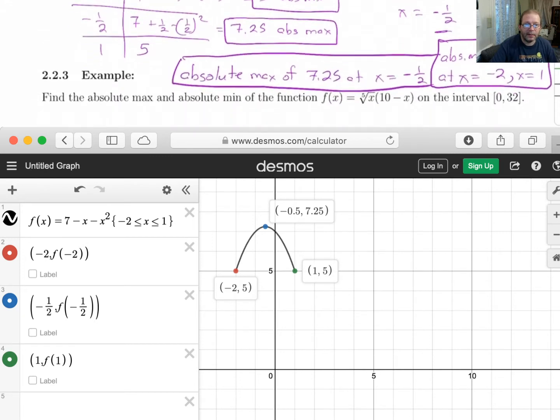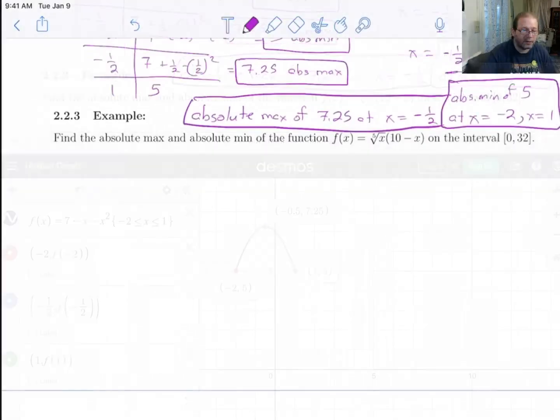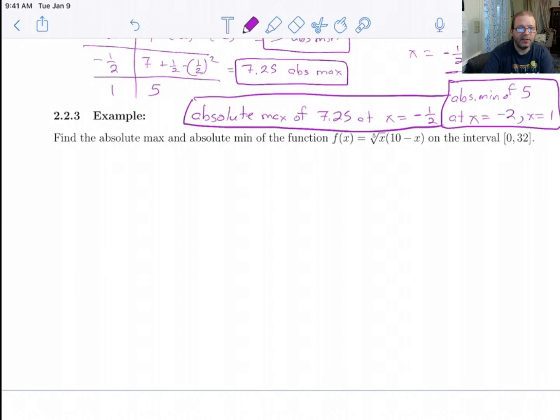All right, let's do this next one. Find the absolute min and max of this function on the interval from 0 to 32. This is an interesting function. We've got the fifth root of x times 10 minus x.